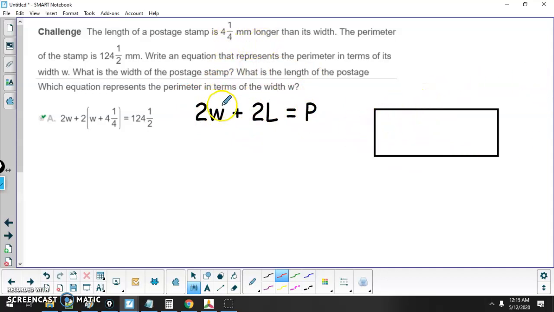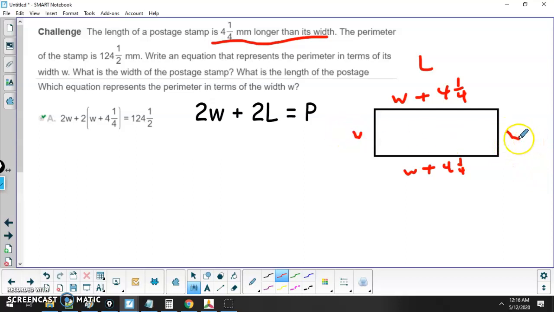The key here is you don't want to use both W and L. You want to use the relationship between W and L, which is said right here. Okay, L is 4 1/4 millimeters longer than the width. If it's longer than it, you are adding 4 1/4 to the width to give you the length, okay? And then you have that twice because you have two sides here. That's why in the formula you have 2L. And if you notice here, this is the equation they want you to use, 2 times the length, which is written in terms of the width. Okay, and then you have the 2 W's here for the 2 widths.